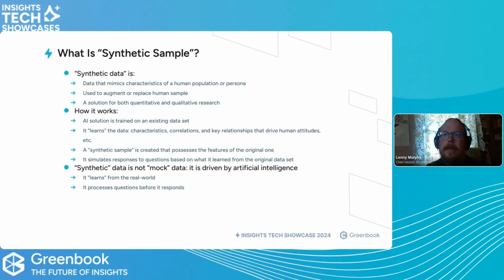So basically, the way we're talking about it today is utilizing a large language model or a neural network AI system trained on an existing data set. It learns the data, it learns the characteristics, correlations, key relationships that drive attitudes. And once that is done, you create the synthetic sample set. It possesses the features of the original one. It has synthesized those, and then it simulates responses to questions.